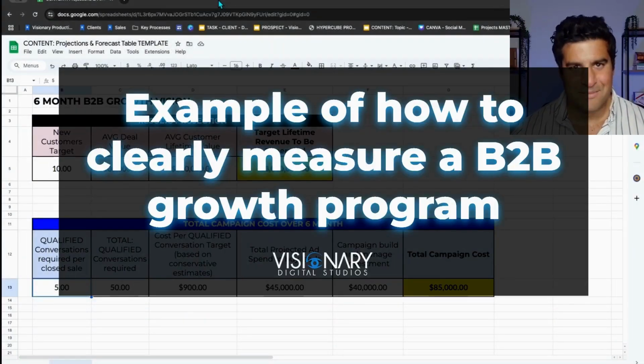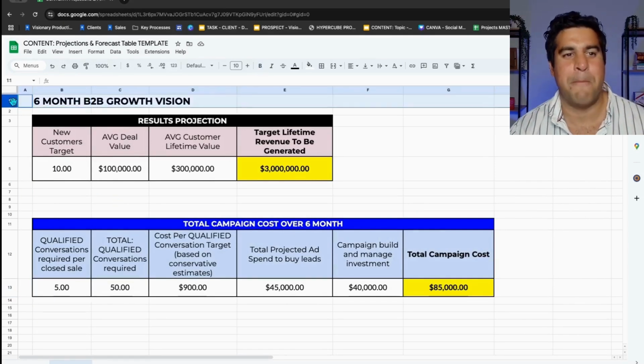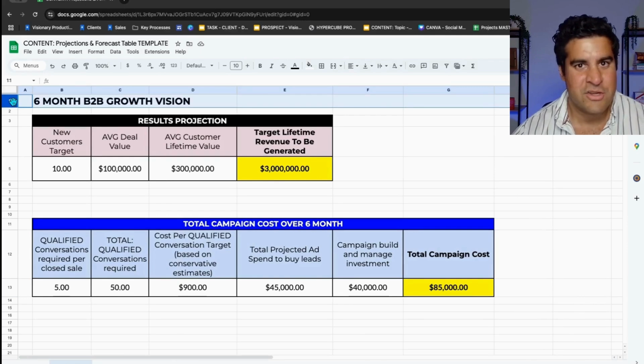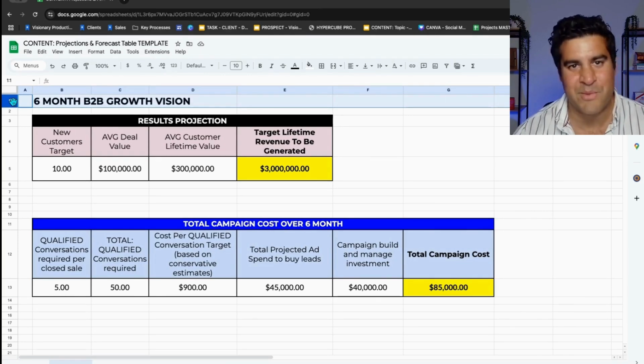Okay, so the best way to show you the optimal way to measure really clearly is to go through an example. So let's bring up the screen here. So I'm going to take you through a simple example, reasonably typical in the B2B space. So first thing, we've got a 6-month B2B growth vision here. So that's really key, especially when you're starting out in marketing. You want to have goals in short bursts, especially if you're entering an agreement with a marketing agency.